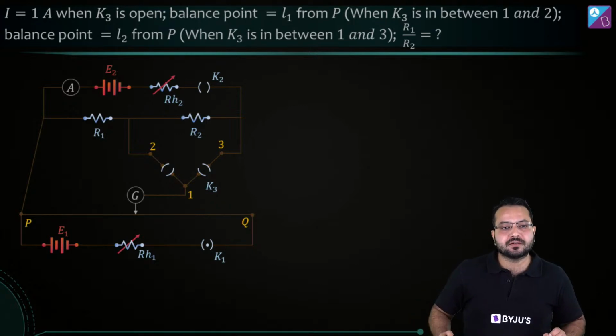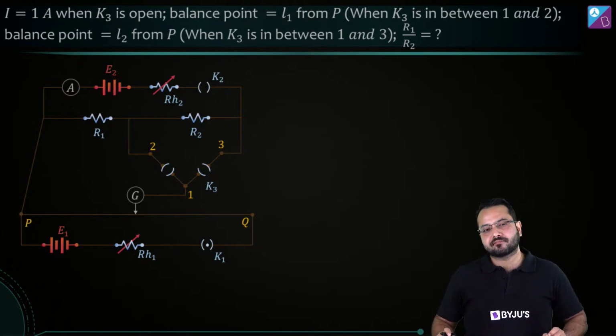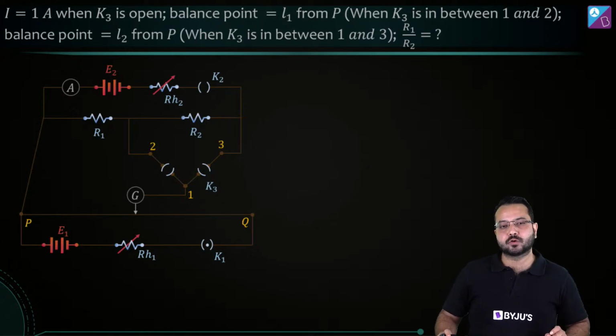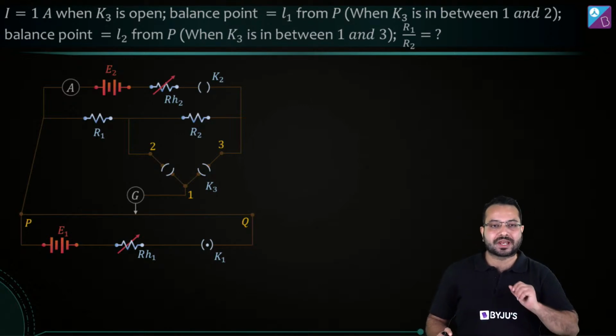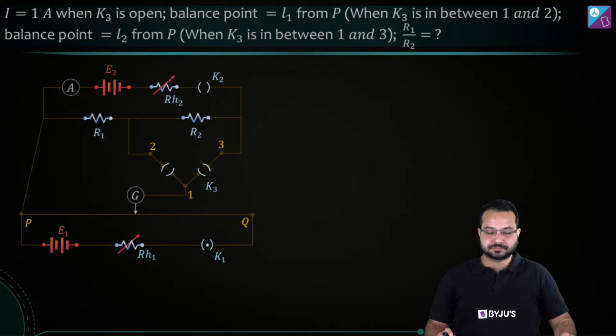P by Q, if you mean the ratio of resistance is L1 by L2, not really. It's not going to be L1 by L2. Okay, we need to look at the circuit more carefully. Alright, let's understand how the potentiometer works.